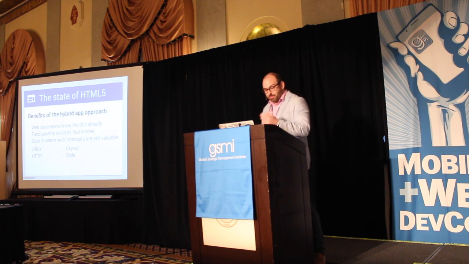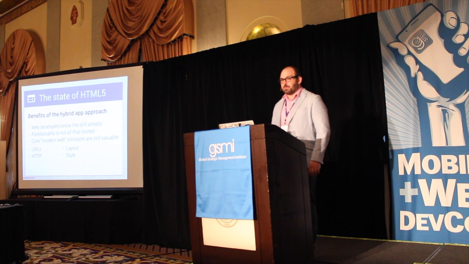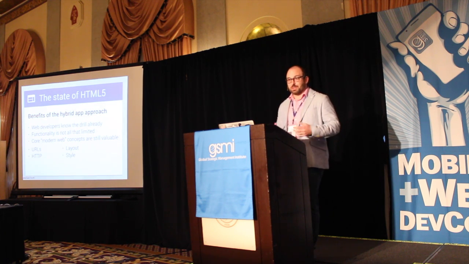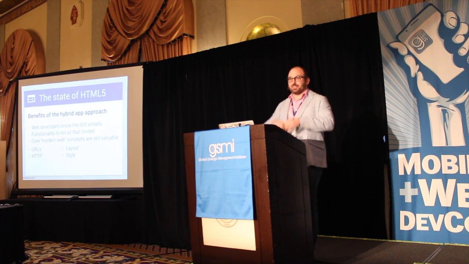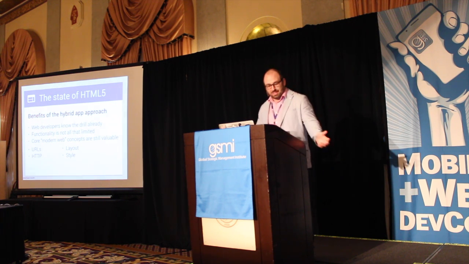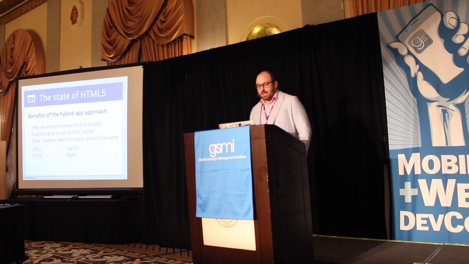And as I said before with the Spotify example, the concept of URLs are still useful. You can deep link into an app so that you click on a link online and it'll just open up a desktop app and you're in the right context. Layout and style are things that HTML and CSS do quite well, and HTTP and soon HTTP2 are the standard for communicating with third-party APIs. It's sort of the widely used way.